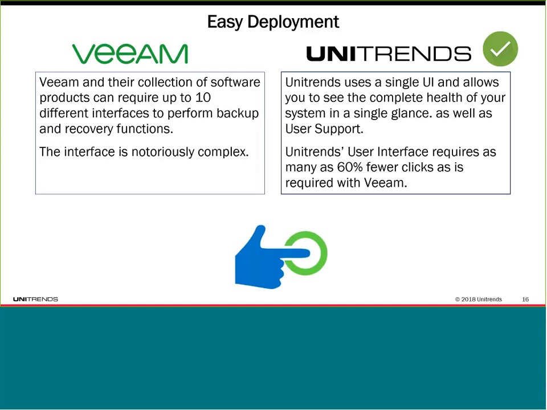And when it comes to ease of use, Veeam and their collection of software products can require up to 10 different interfaces to perform backup and recovery functions when it comes to their local backup piece, cloud. And the interface is certainly complex, especially as you scale out into larger environments. Unitrends uses that single pane of glass, that single interface that allows you to manage and see the complete health of both your local backup, cloud, DR testing.